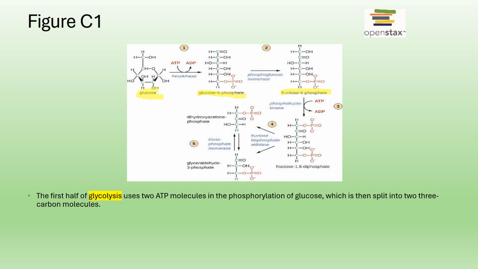Now you're going to have another ATP come in, stick a phosphate on the other end of the chain, so on the number 1 carbon. So now you have fructose 1,6-bisphosphate, also known as fructose 1,6-diphosphate. Different people will name it just a little bit differently. And then what you're going to do is the 6-carbon compound, you're going to break it into 2 3-carbon compounds, and you will end up with glyceraldehyde 3-phosphate.